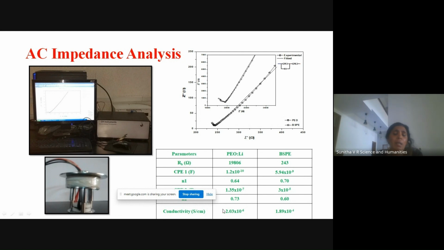So basically, our study was looking into improving the conductivity at lower temperature. This is the conductivity at room temperature, which for a pure system is around 10 to the power of -6, and for a system blended with the polymer is around 10 to the power of -4. So what we can see is a 2-order improvement in the conductivity when we mixed with the polymers. This is about the conductivity.